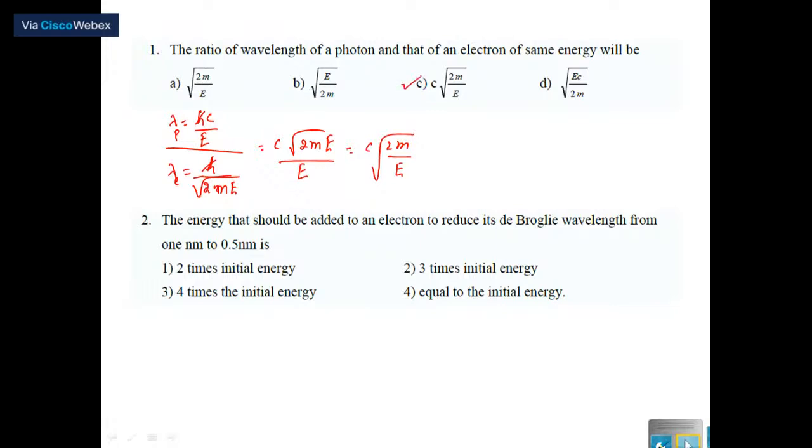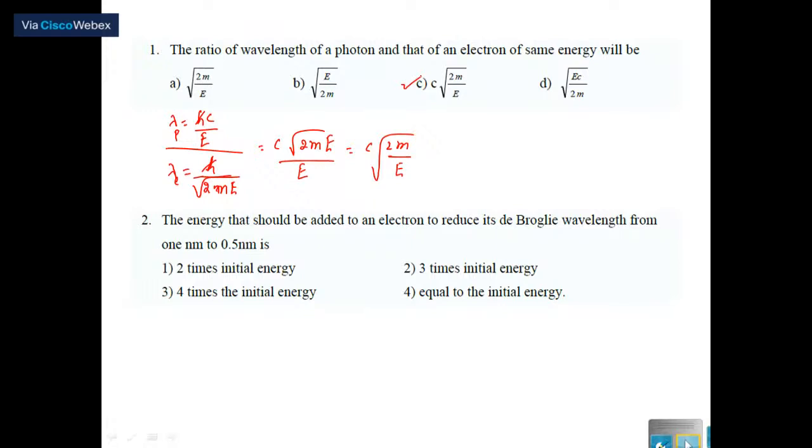You can't use the same equation for the photon, because the rest mass of the photon is equal to 0, whereas the electron has rest mass. Therefore the wavelength of the electron is h upon the square root of 2m into capital E.